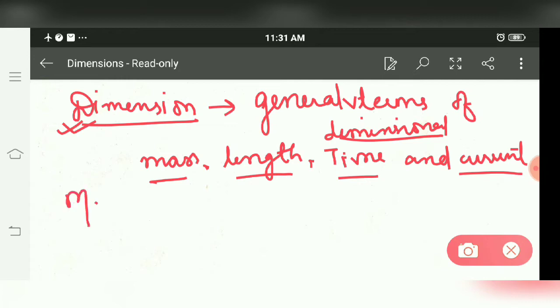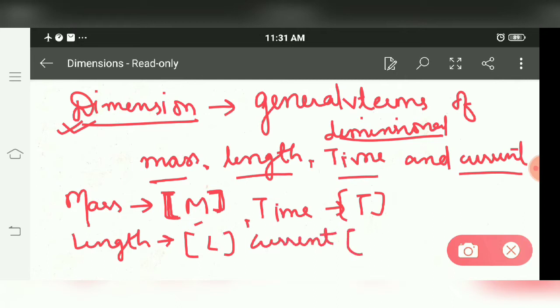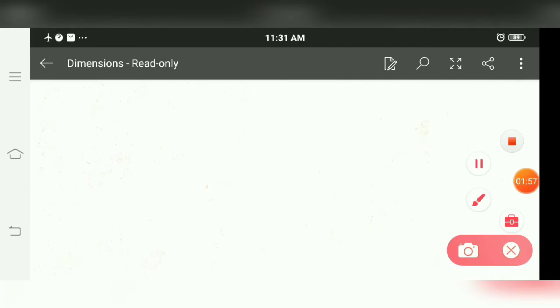For mass, dimension is represented by capital M with a square bracket. Dimensions are always written in the form of capital letters with a square bracket. For length, dimension is capital L with the square bracket. For time, dimension is capital T with the square bracket. For current, dimension is A with the square bracket.